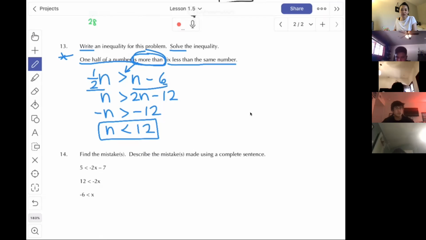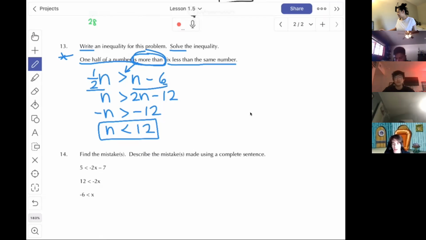All right, number 14. Find the mistake or mistakes and describe the mistake or mistakes made using a complete sentence. All right, so I'll let you guys go ahead and look at it for a sec, and then I'll call on someone. Is it that the variable isn't on the left? Oh, that's one. Yeah. That the variable should be on the left. There's another mistake though.